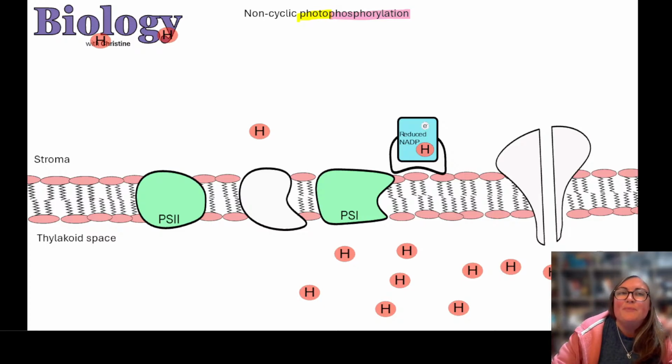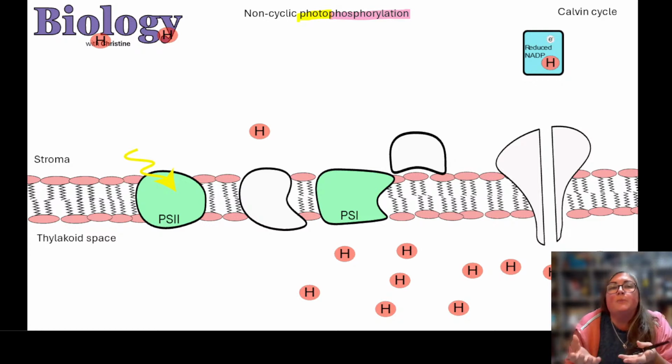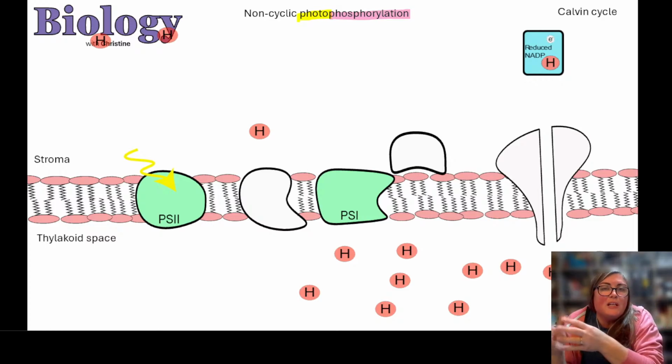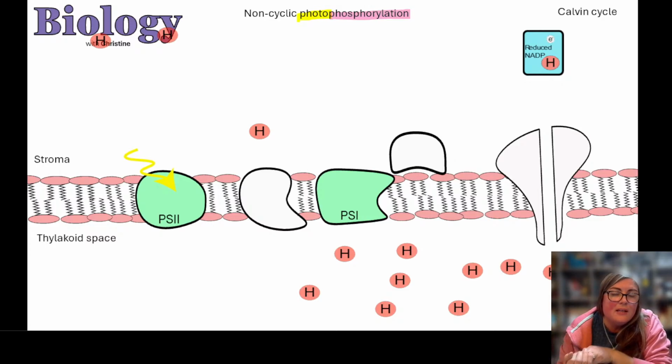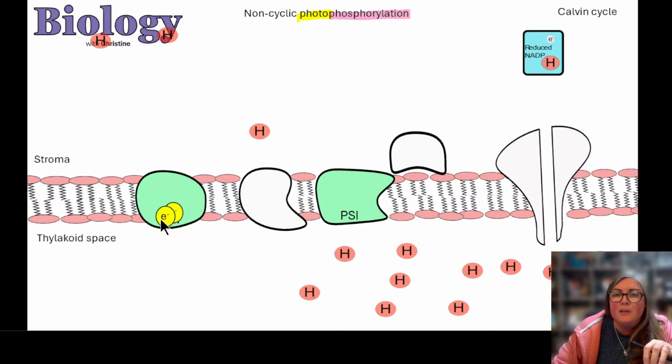Anyway, back to this. We have the reduced NADP that's going to go off to the Calvin cycle. So we have our photon of light that's come in. The energy has been passed down to the reaction center. The electrons were donated. They have been accepted by the NADP to become reduced NADP. We have the photon of light come into photosystem 2. That is then going to make its way down to the reaction center. The electrons will get donated from the reaction center.